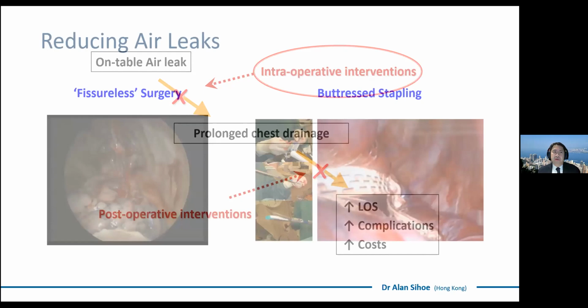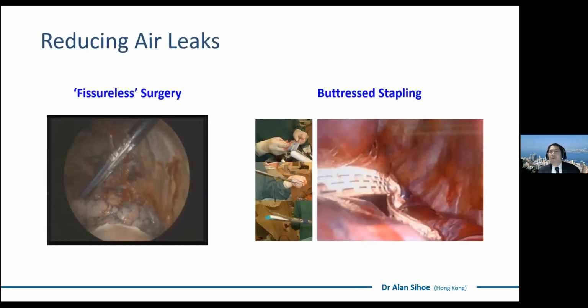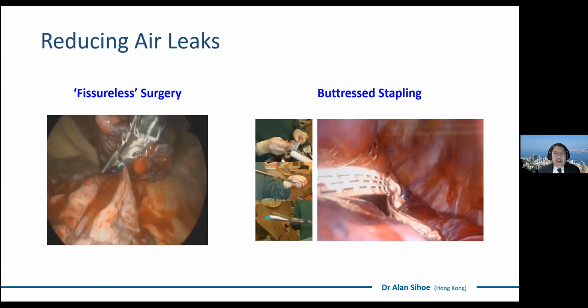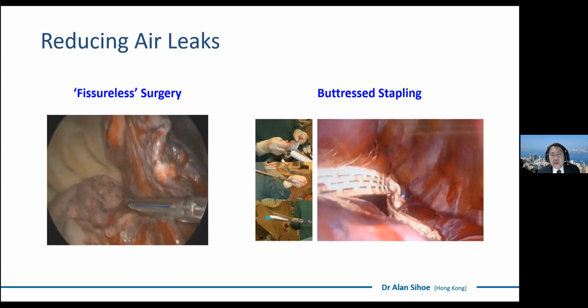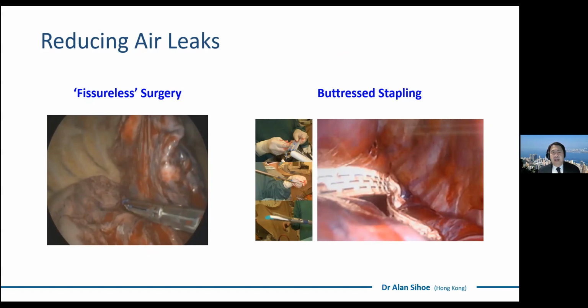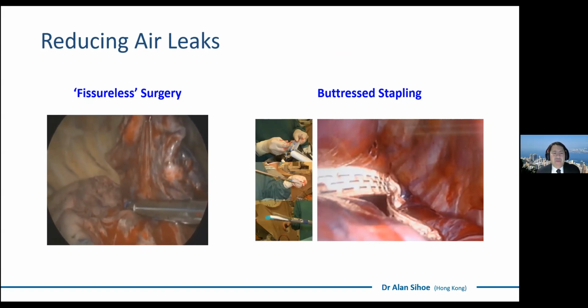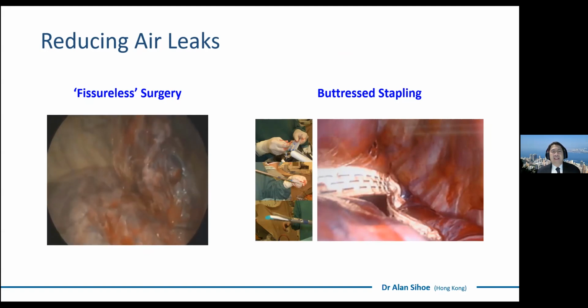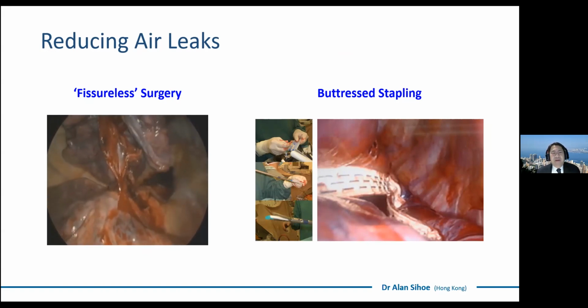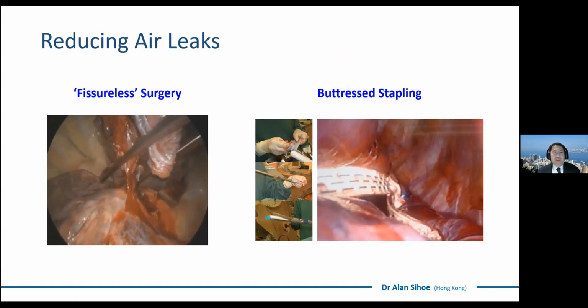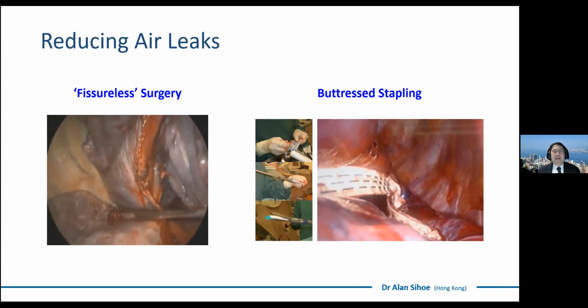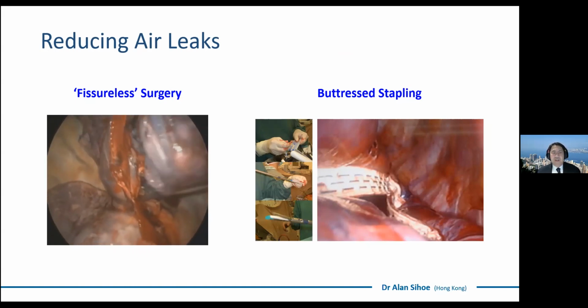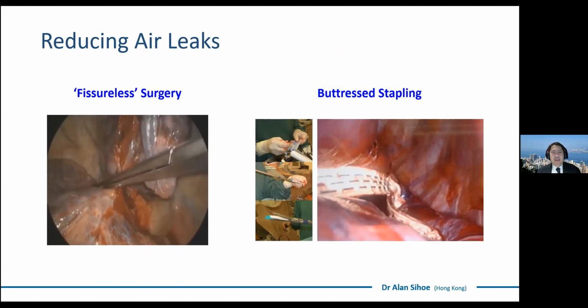Well, the first thing you can do is try and prevent air leaks from occurring in the first place. So you all know the things about good tissue handling, fissureless surgery. I think most of us today are very well aware of this, and we often practice it. I think especially in the age of VATS, we often do that in the sequence of our surgery. We leave the fissure till last and you just staple it instead of dissecting straight through the fissure and causing raw areas that can air leak.